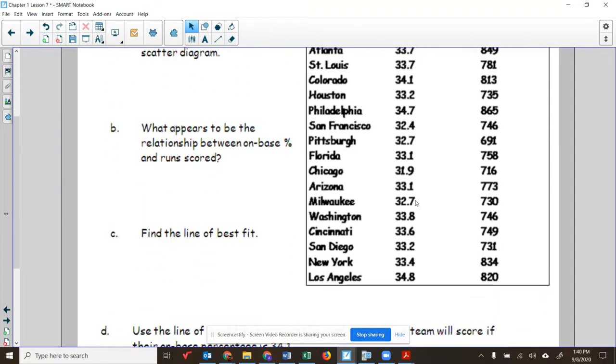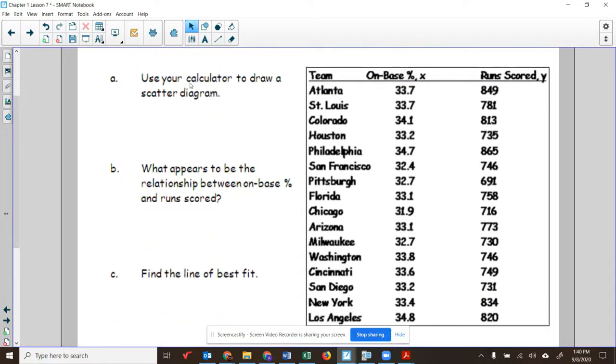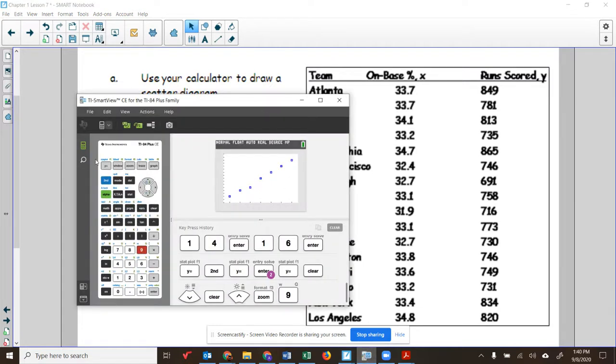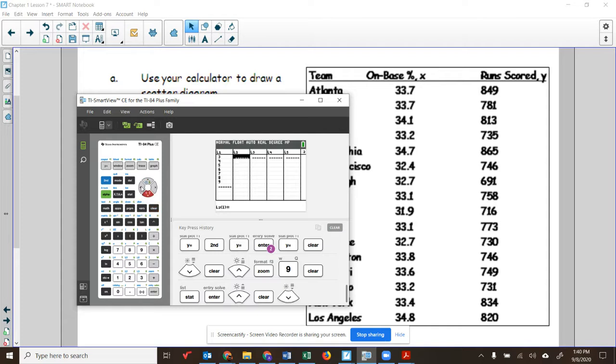Okay. Last thing. This was the problem from section 6 here. I want to use the calculator to draw the scatter diagram, so let's go through that again. Let's clear this out. Stat, edit. Let's get these things out of here.